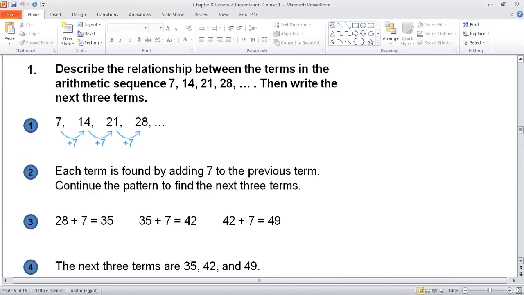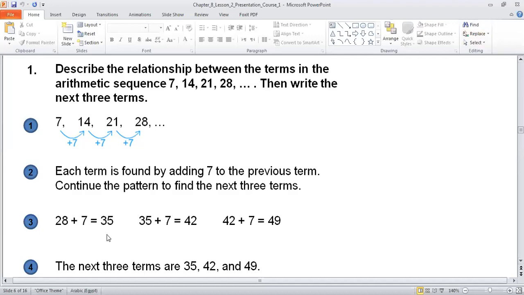We said that yesterday. I can see that, Khalid Khalifa. If I have 7, it becomes 14, it becomes 21, it becomes 28. So every time I add 7, right? If I need the next 3 numbers, what will we do?